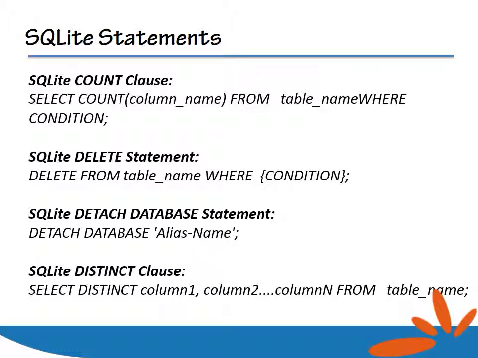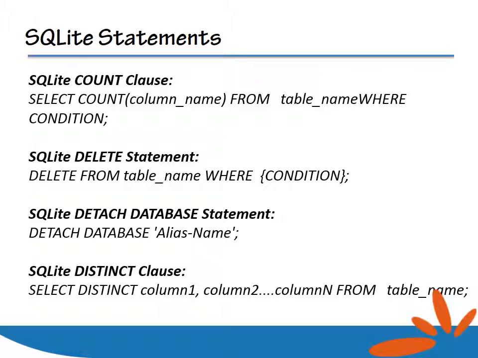The next one is the SQLite DISTINCT clause. The code is SELECT DISTINCT column 1, comma, column 2, going to the last column, FROM the table name. The distinct clause searches records from the specified column names.